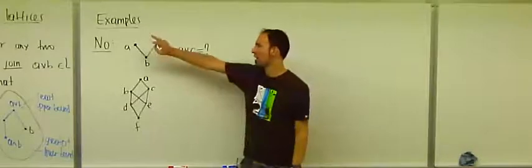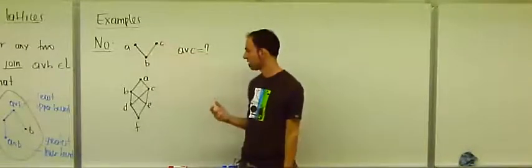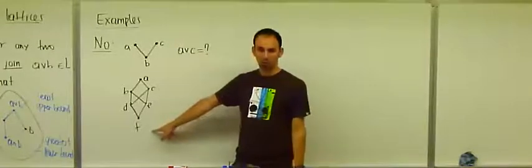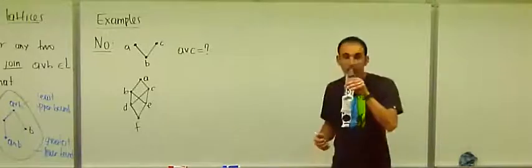So anything that does not have a top element is not a lattice. Anything that does not have a bottom element is not a lattice. But this one has a top element and a bottom element, and I say that it's still not a lattice. So can you see why that is? Okay.